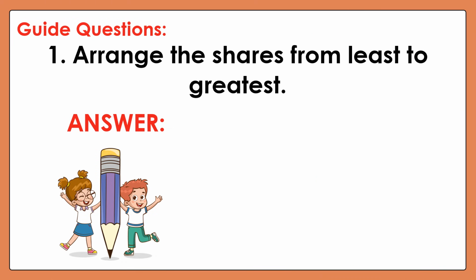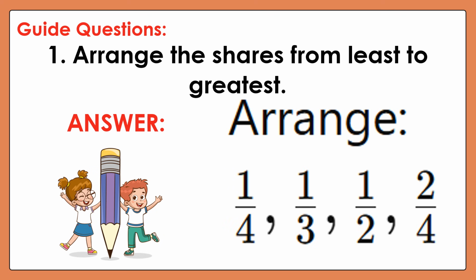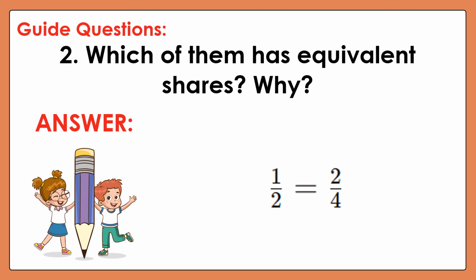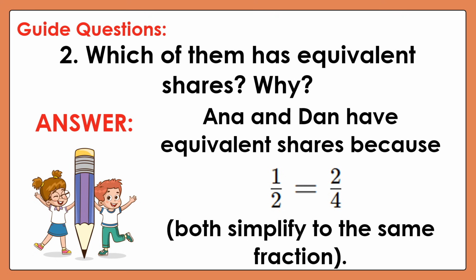Here are the guide questions. Number 1, arrange the shares from least to greatest. The answer, 1/4, 1/3, 1/2, and 2/4. Number 2, which of them has equivalent shares and why? The answer, Anna and Dan have equivalent shares because 1/2 is equal to 2/4. Both simplify to the same fraction.